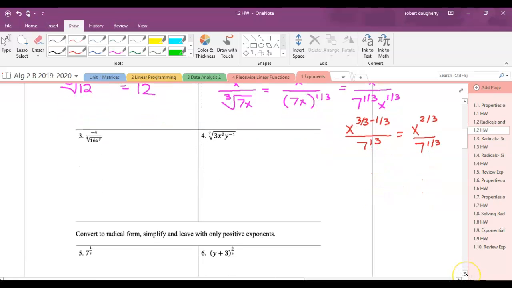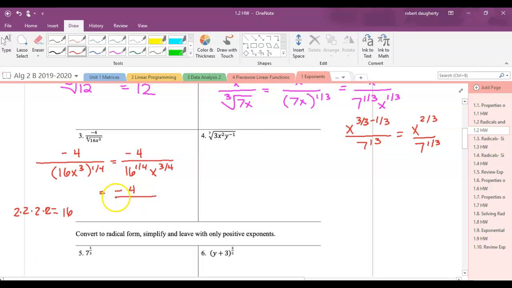Number three, writing this in exponential form, okay? This is negative 4. And on the bottom, you're going to have 16x cubed to the 1/4 power. So this is negative 4 over 16 to the 1/4 x to the, when you multiply those together, you get 3/4. What is 16 to the 1/4? The fourth root of 16. What number can you multiply 4 times and get a 16? That's what 2 times 2 times 2 times 2 is equal to 16. So the fourth root of 16 is 2. So this is negative 4 over 2x to the 3/4, which is just negative 2 over x to the 3/4.